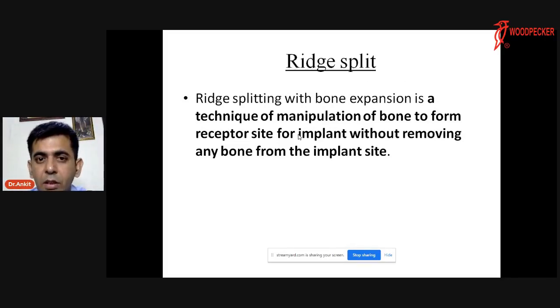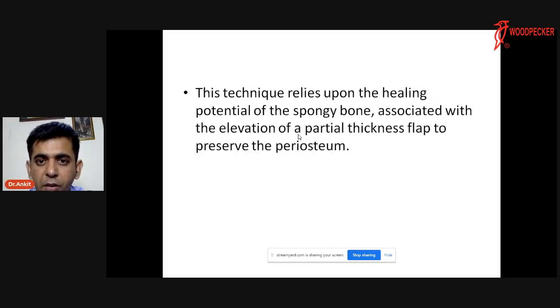Ridge split is splitting the bone and expanding it with a technique that will allow the bone to be manipulated in a form that the native bone receives the implant without removing any bone from the implant site. Okay, that is the ridge splitting, known as the ridge split. We'll be discussing them in the coming slides with photographs and videos, so that you'll be able to understand it in an easy and crisp manner, right?